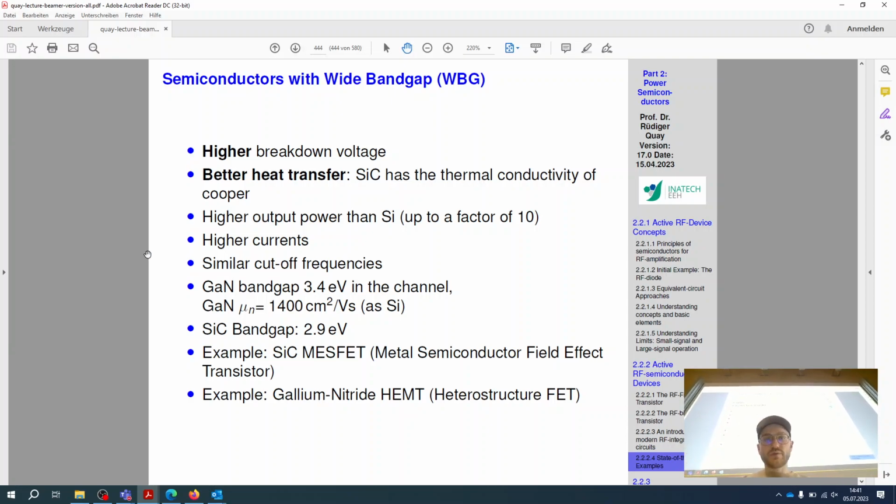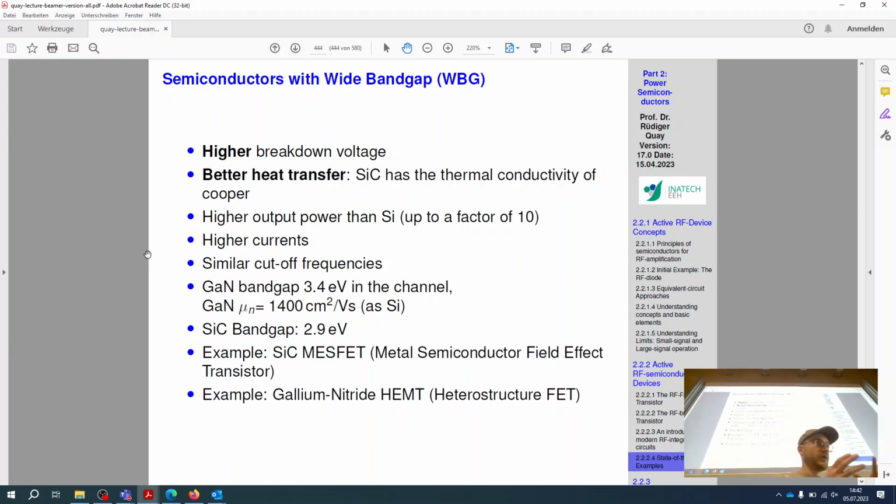There's a similar cutoff frequencies. Similar can be said for GaN versus GaAs. GaN allows for a higher band gap, higher voltage applicable to GaN, and thus also a higher output power due to the carrier density as well. In this regard, GaN (gallium nitride) HEMTs are an example of such a device, and silicon carbide MESFETs are an example of a device for silicon carbide.